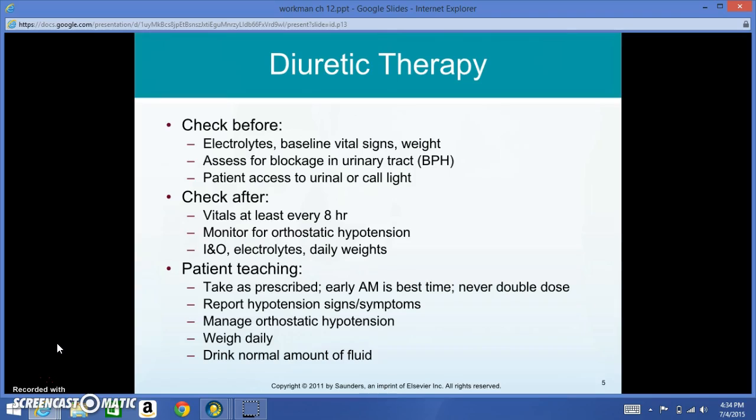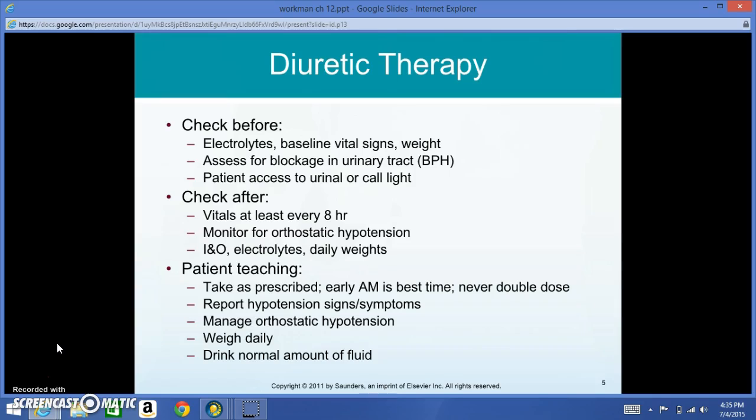So it's really important that when you are given diuretic drugs, regardless of what type of diuretic drug it is, you always want to assess baseline electrolytes, because when you are manipulating electrolytes, you want to make sure that they aren't already depleted, because you'll create another issue. You also want to assess for blockage in the urinary tract due to BPH, which is benign prostatic hyperplasia. We'll learn about that a little later.